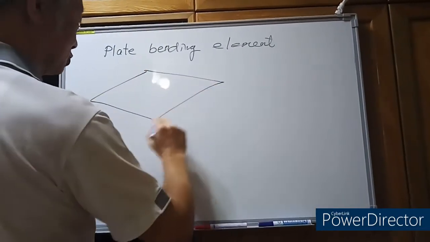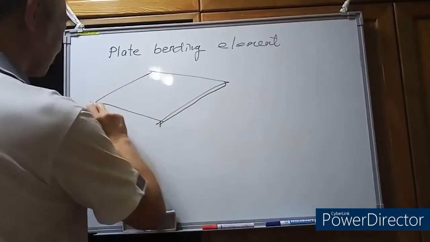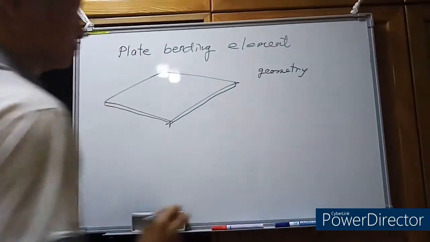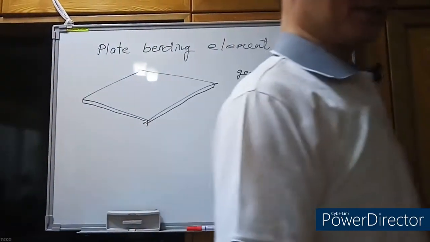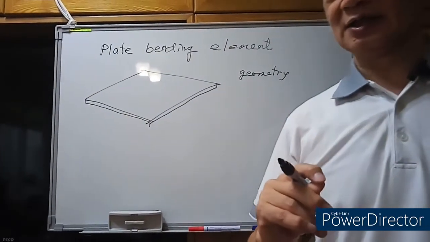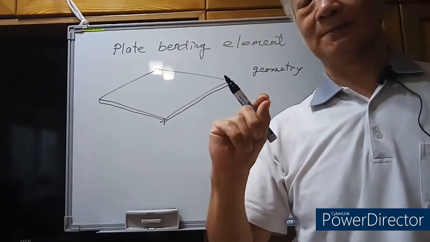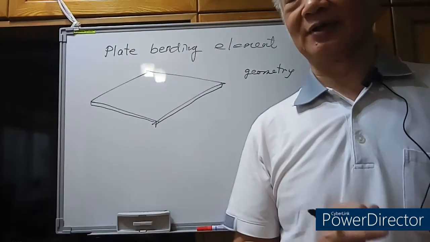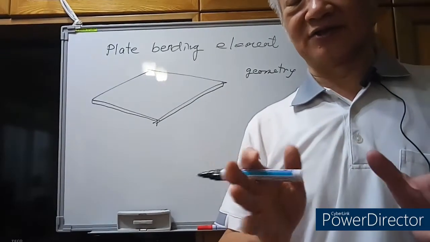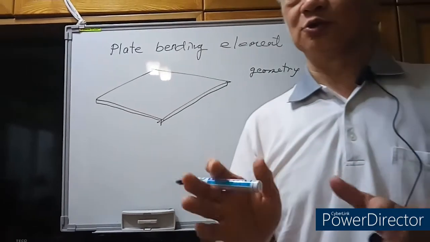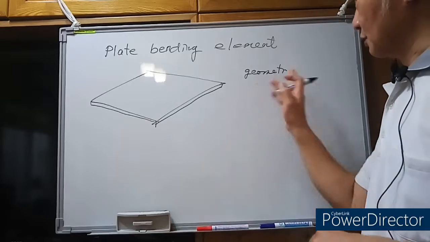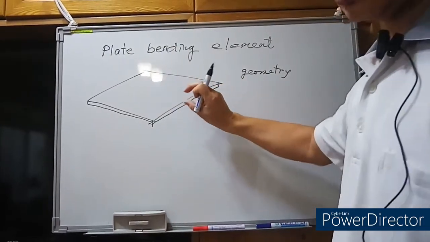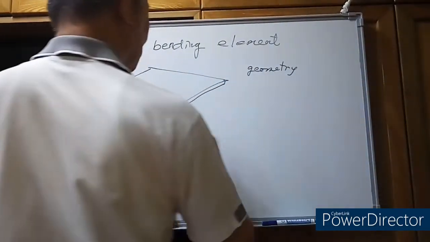First, the geometry is a thin plate. The geometry of the plate bending problems must be a thin plate. If I mention it is thin, it means the thickness of the plate, compared to the dimensions on the plane, is relatively a much smaller dimension compared to the dimensions of the plate. Okay, so that's the geometric character for the plate bending problems. So the thickness is a much smaller dimension, and the loadings.